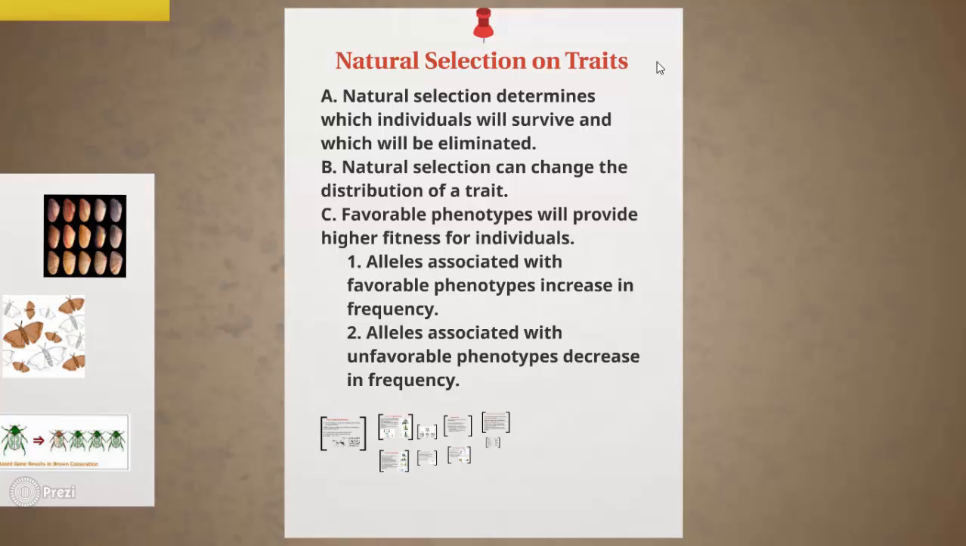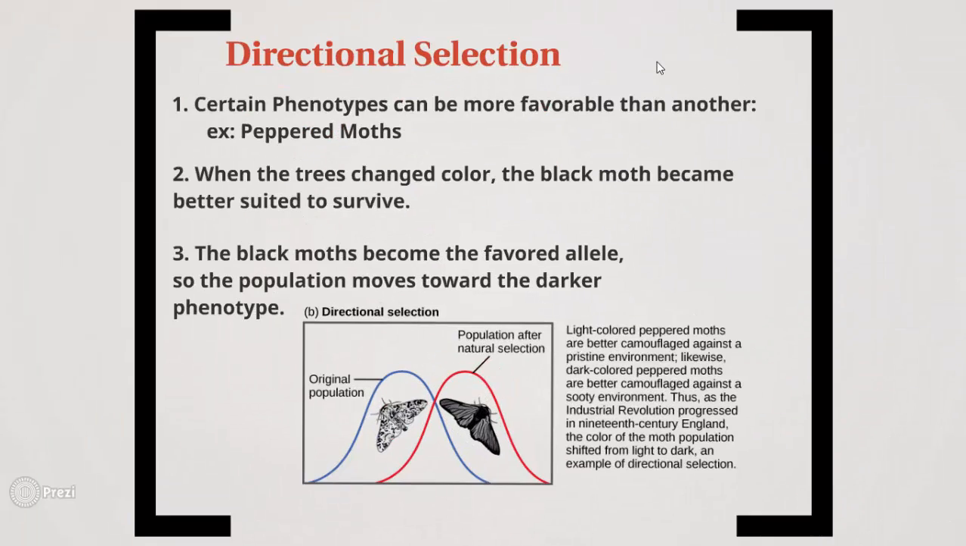Natural selection determines which individuals will survive and which will be eliminated. Natural selection can change the distribution of a trait. Favorable phenotypes will provide higher fitness for individuals. Alleles associated with favorable phenotypes increase in frequency. Alleles associated with unfavorable phenotypes decrease in frequency. So if you have favorable phenotypes, then you will be able to reproduce, and those alleles will continue in the gene pool. If you have unfavorable phenotypes, you will not be able to reproduce, and those alleles will no longer be in the gene pool.